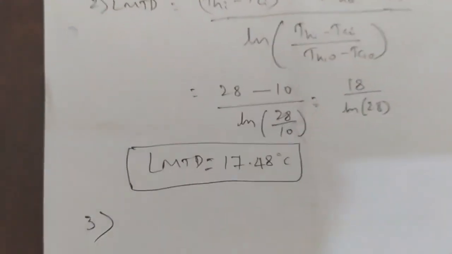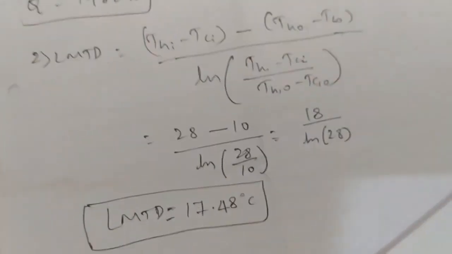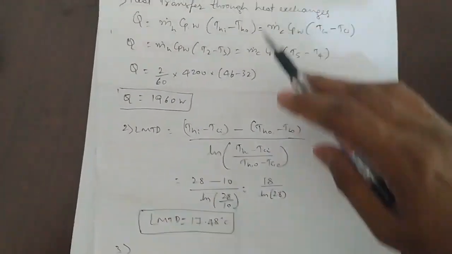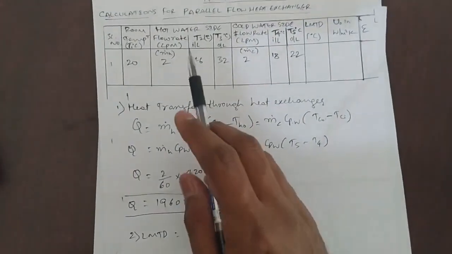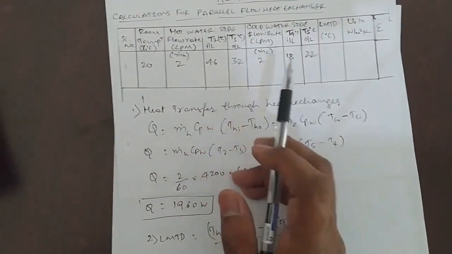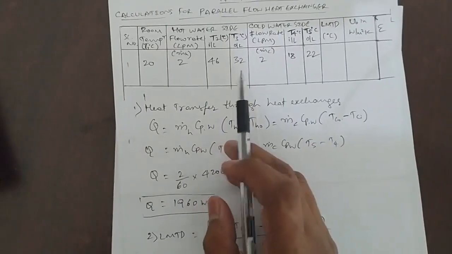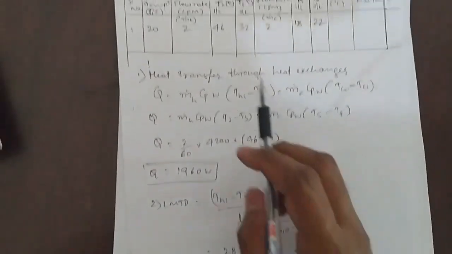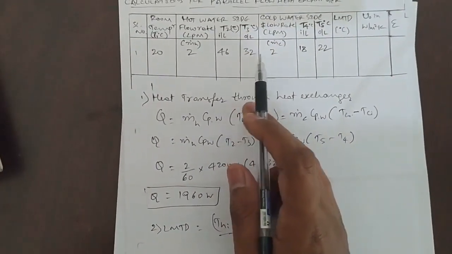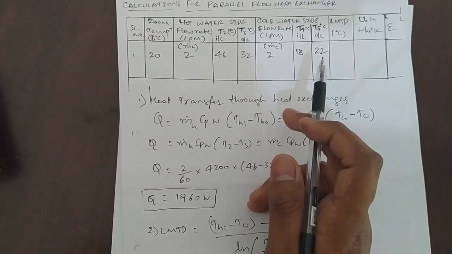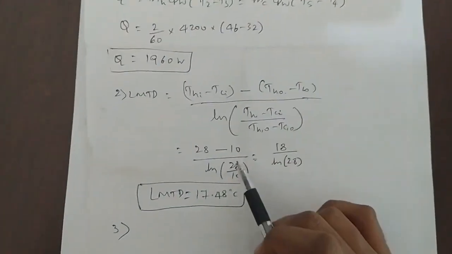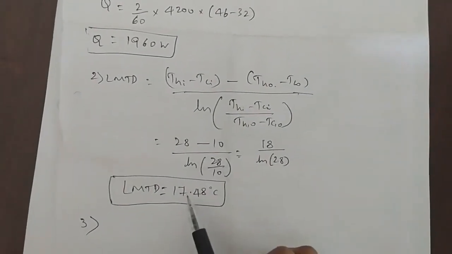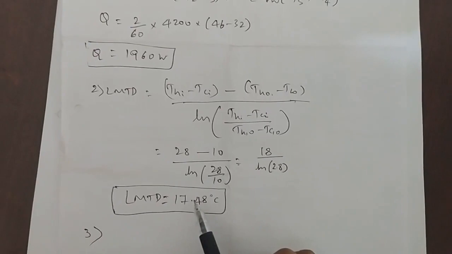Those things I have written here. What values will be there? Those things I substituted here. The hot water inlet 46 minus cold water inlet 18, 46 minus 18, that is 28. Next, TH0 minus TC0, hot water outlet T3 and cold water outlet, 32 minus 22, that is 10 degrees. The same thing I written here. I simplified, and the LMTD is 17.48 degrees centigrade.